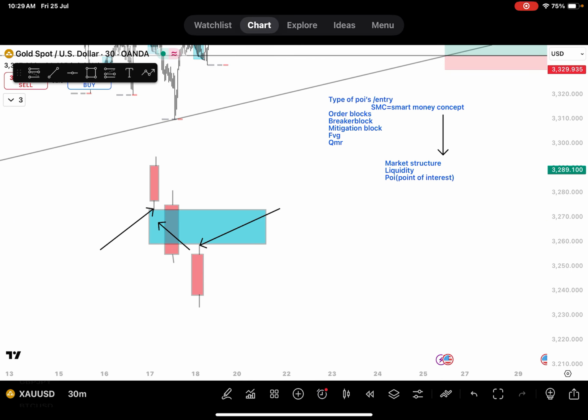The space in between them like this is what is referred to as what? A fair value gap. You understand? This is what a fair value gap is. The space in between the lower part of that upper candle and the upper part of this third candle below here, the space in between both of them is what we refer to as a fair value gap.